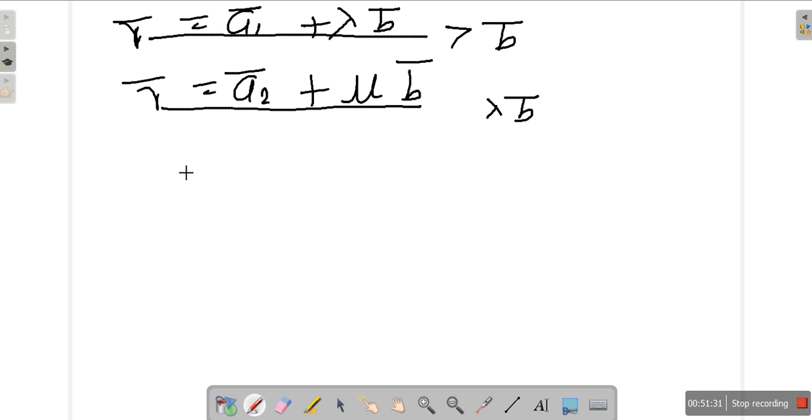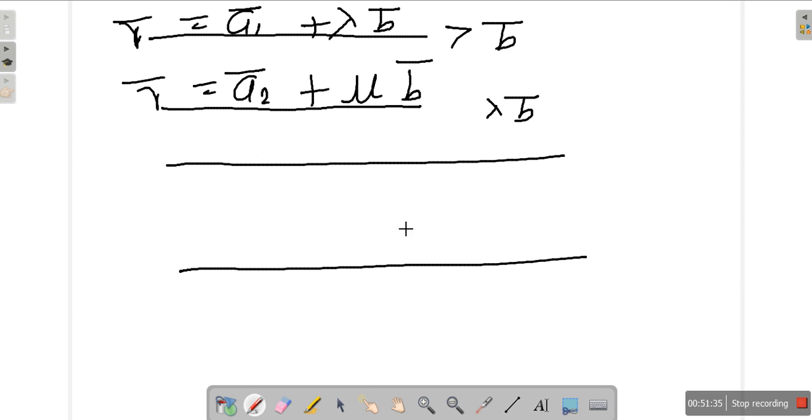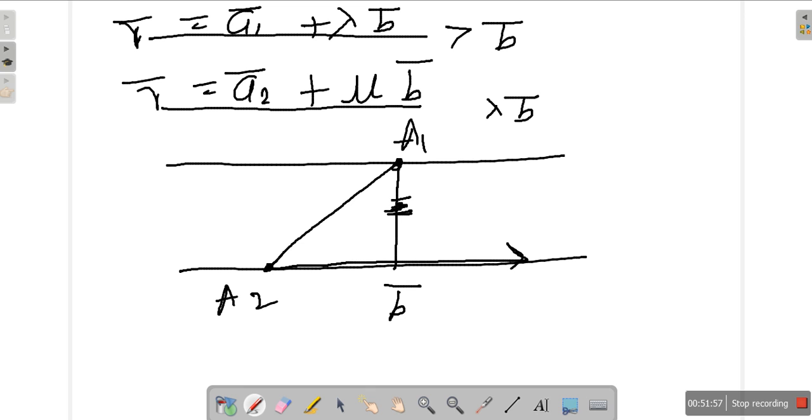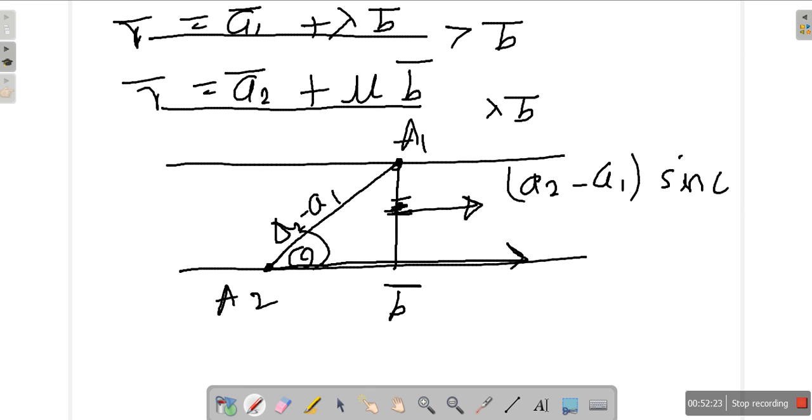Now let us see the situation. So this is the point a1 and this is the point a2. This is the situation. We are interested in finding this distance. A vector along the line can be taken like this. Say this is b bar. This particular line will be given by a2 minus a1. Suppose this is theta. Then this perpendicular distance which we want will be given by mod of a2 minus a1 into sine theta.